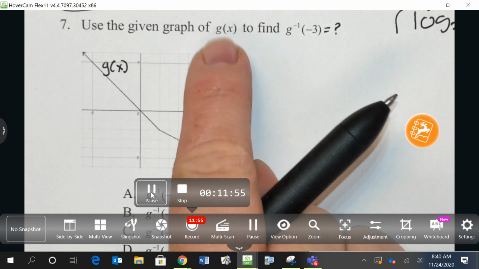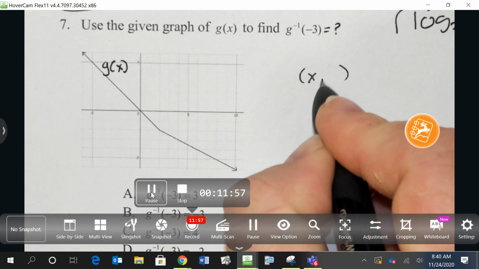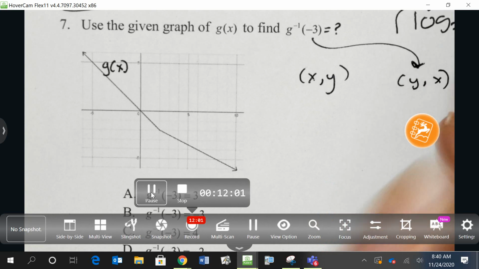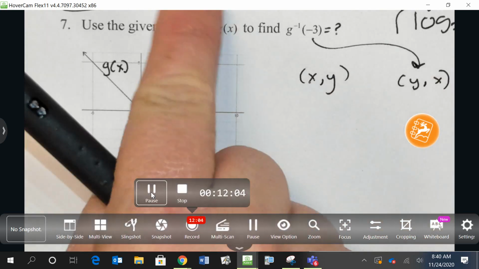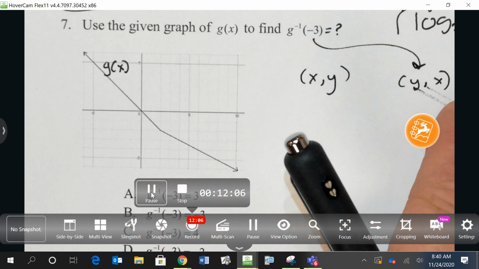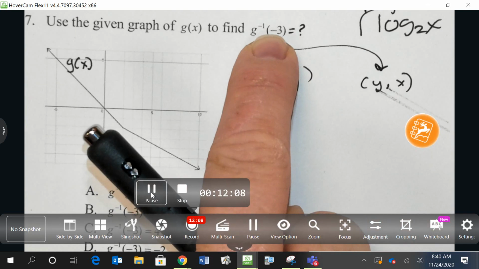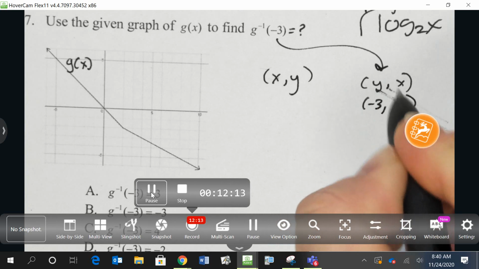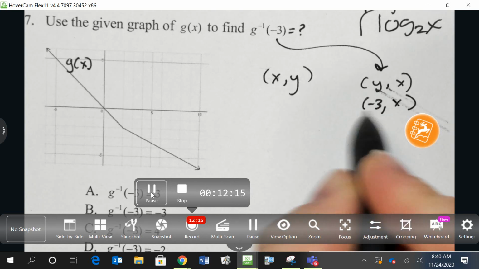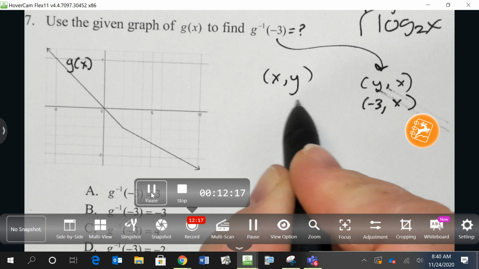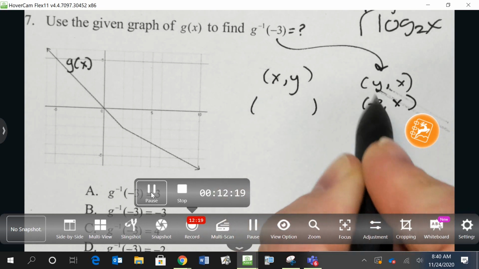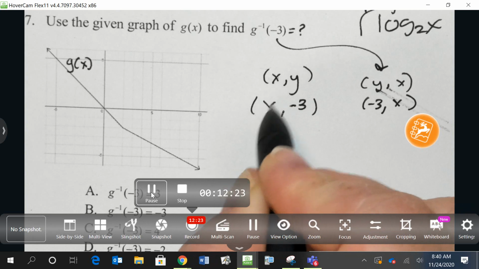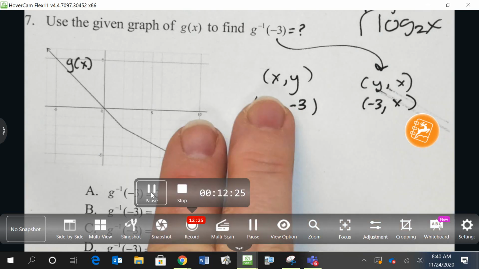I know that for g of x, if I took the x and y, and then I look at the inverse, I'm just going to flip them. Remember, I'm going to flip the x and y when I go from the original to the inverse. Now, we already know the input for the inverse is -3. That's like the y value. So over here, y is -3, so y would have to be -3 over here. See how I just simply flipped them?